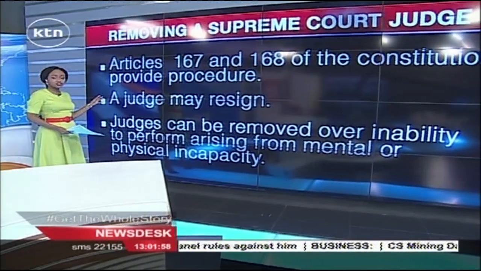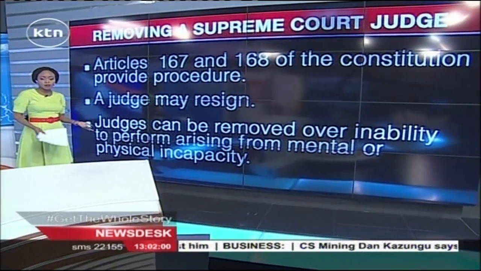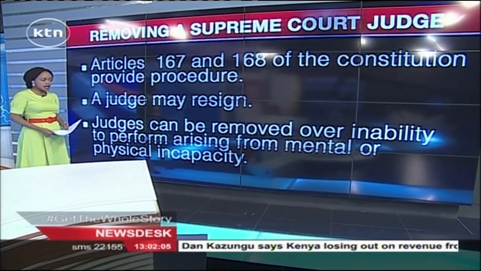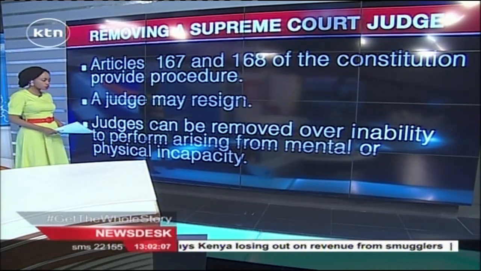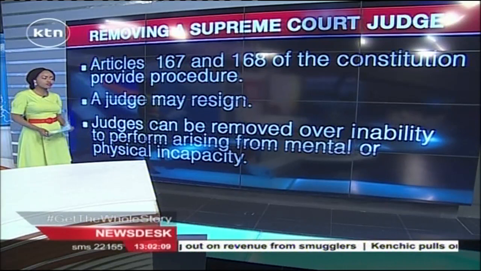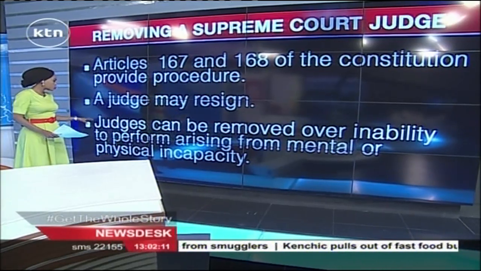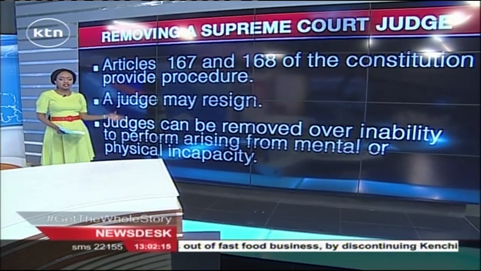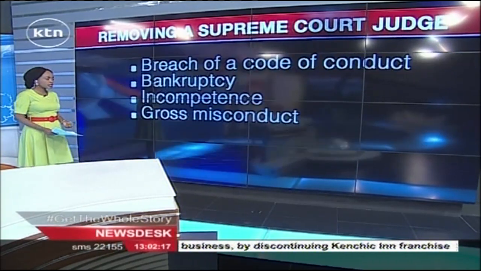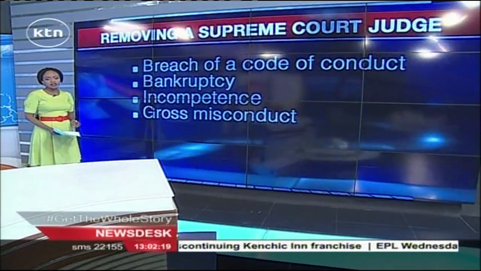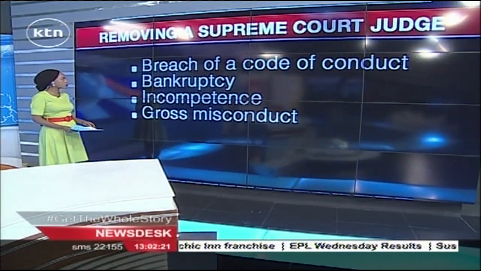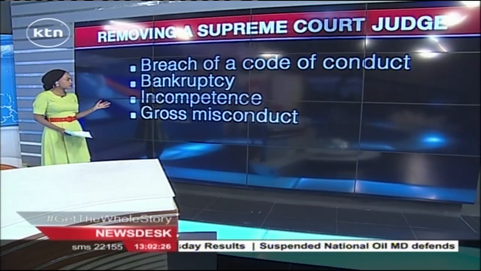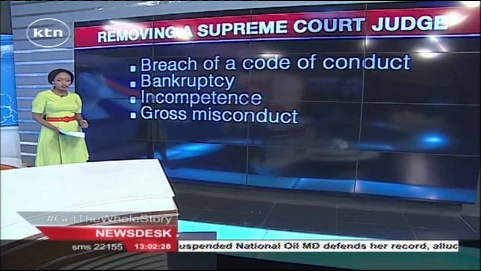But also a judge may resign, and how they go about resignation is writing a letter to the president highlighting the reasons as to why they'd want to do that. But also judges can be removed over inability to perform arising from mental or physical incapacity. So in the event of that happening, and it is found to be the case, then that provides grounds for them to exit the Supreme Court. There's also breach of a code of conduct, bankruptcy, incompetence, and gross misconduct.